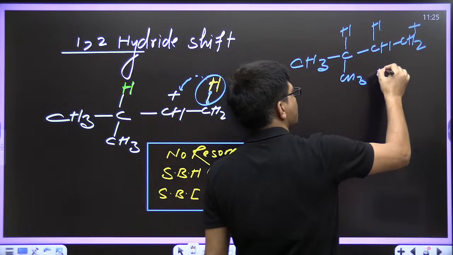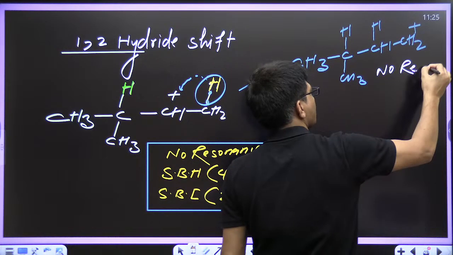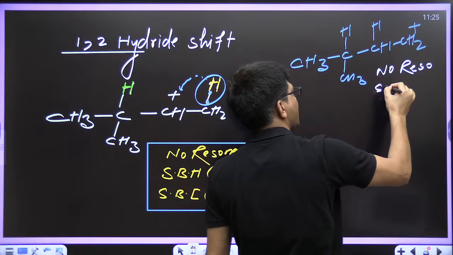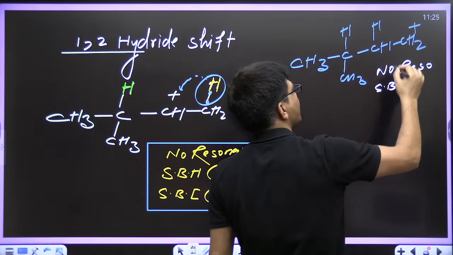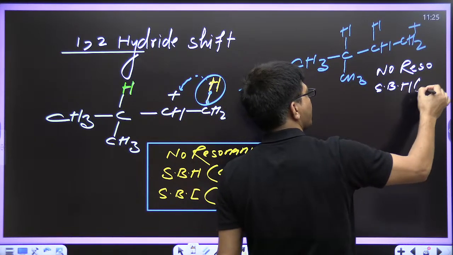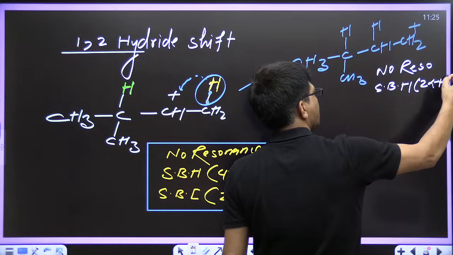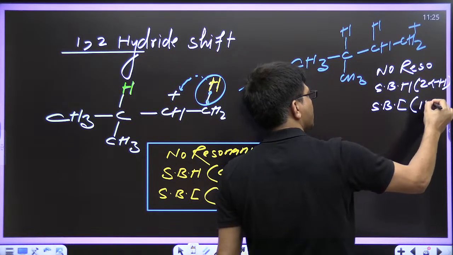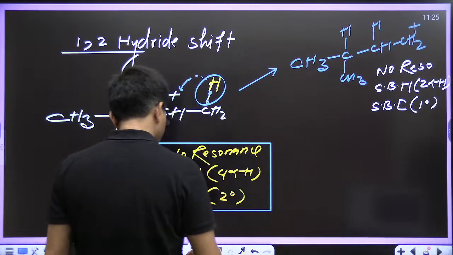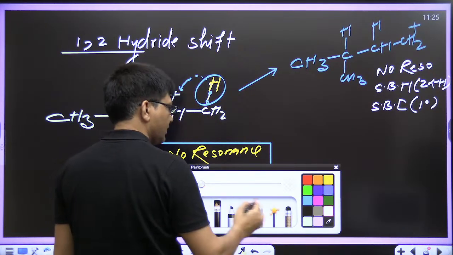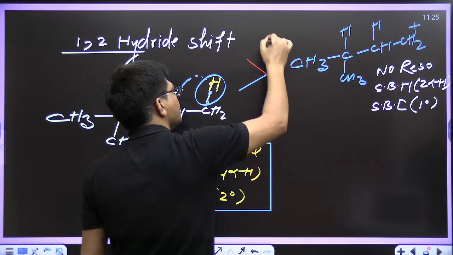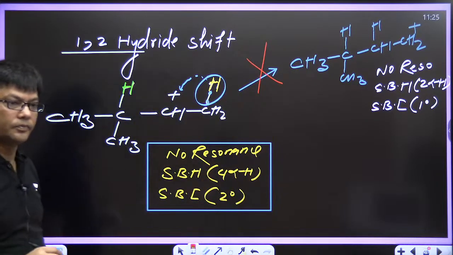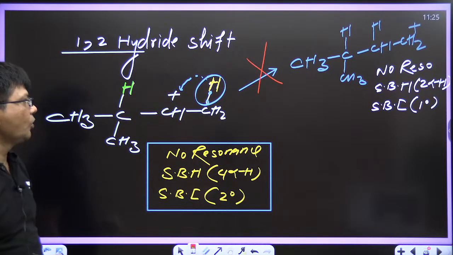Definitely no resonance. Stabilized by hyperconjugation, but how many alpha hydrogens? Only 2 alpha hydrogen atoms. And stabilized by inductive effect, what is the degree? 1 degree. So this is not possible because it is less stable than the earlier one. So this way is wrong. Less stable, so not possible.